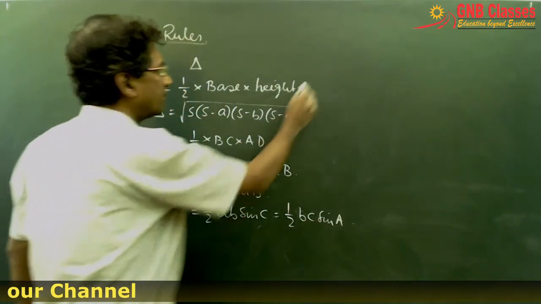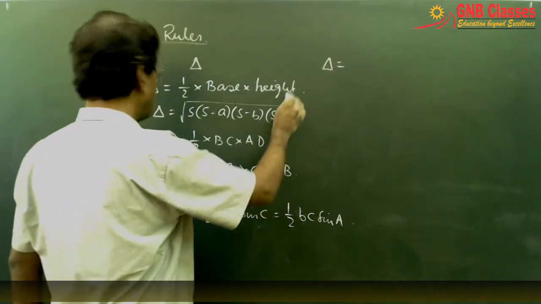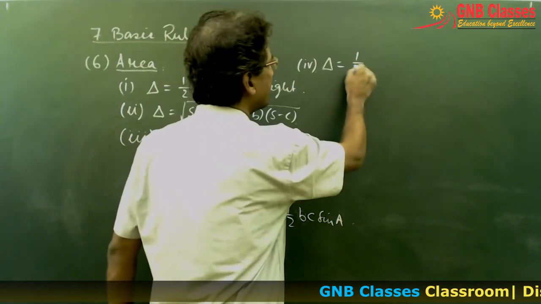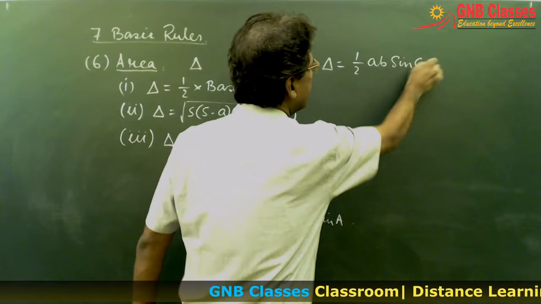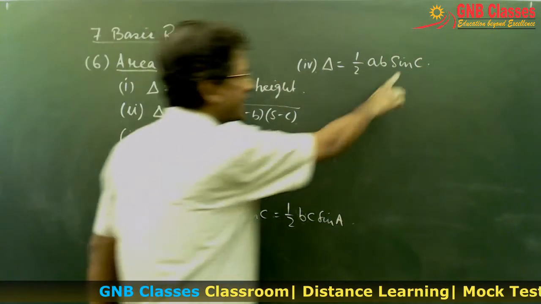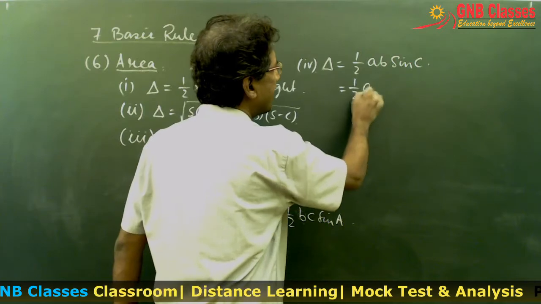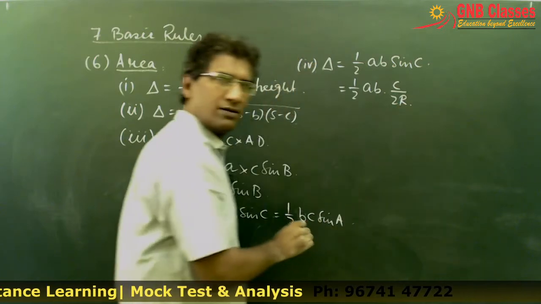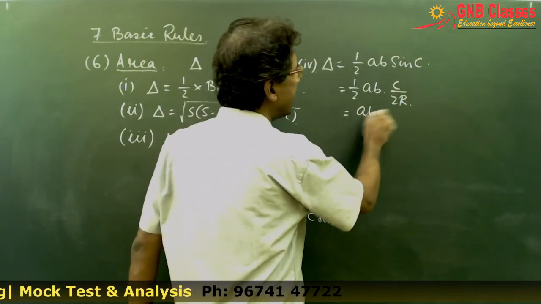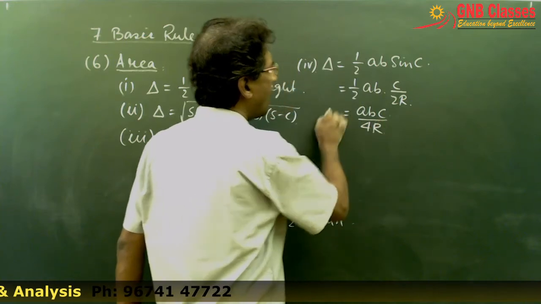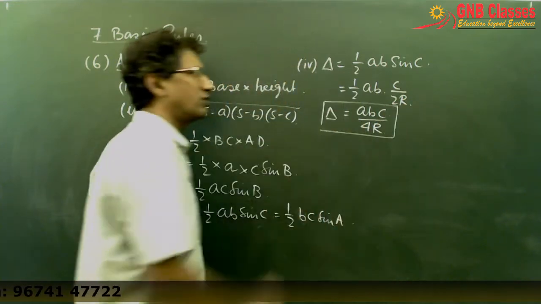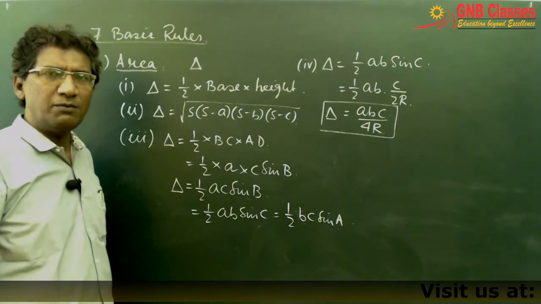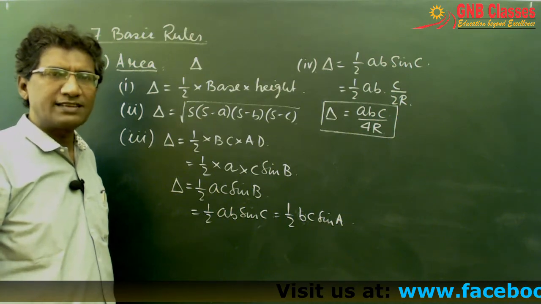Now, this is the fourth formula for the area of the triangle. We have already done this as half AB sin C. Is it clear? Now, sin C, from the sine rule, can be written as C by 2R. So this can be written as ABC by 4R. This is also a very important formula for the area of any triangle: ABC divided by 4 into the circumradius of the triangle ABC. Is it clear to all of you?